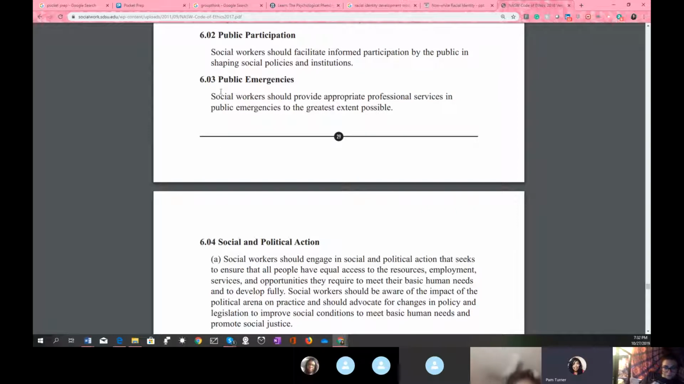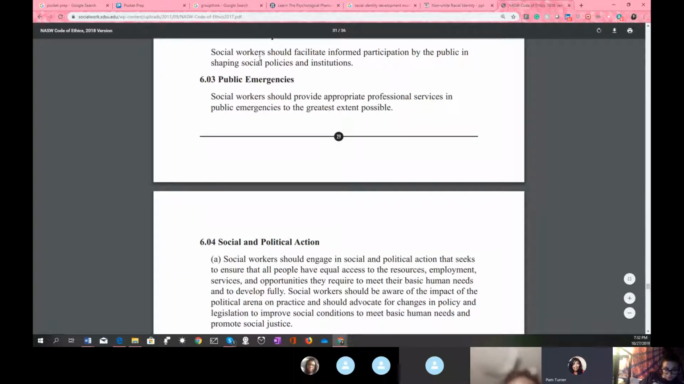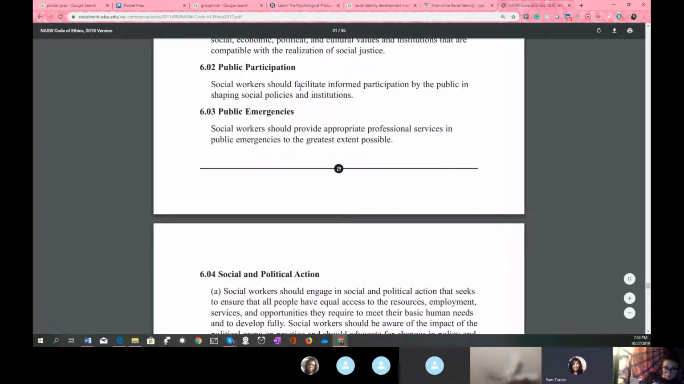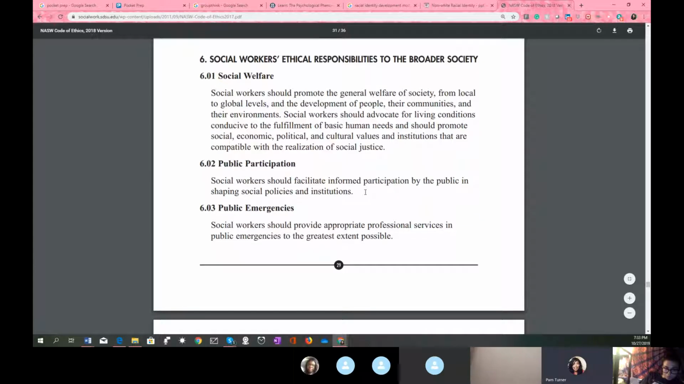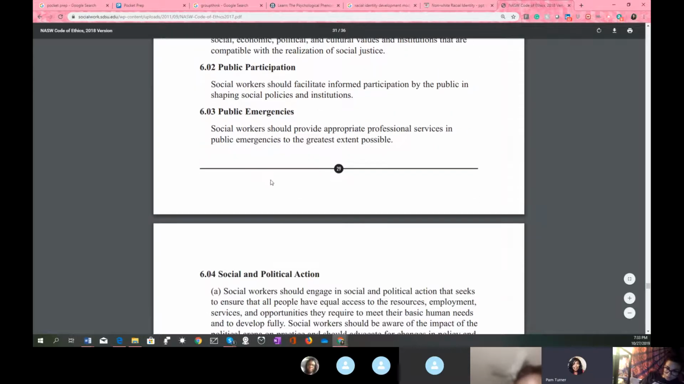Back up on this one, social workers should provide appropriate professional services in public emergencies to the greatest extent possible. So if there's a fire or something in your area, you're supposed to do that. That's what we do. We should facilitate informed participation by the public in shaping policies. So all of those are my ethical responsibilities to the broader society.